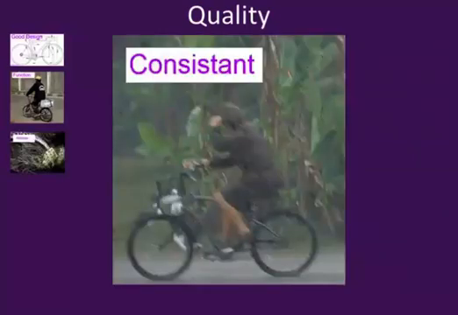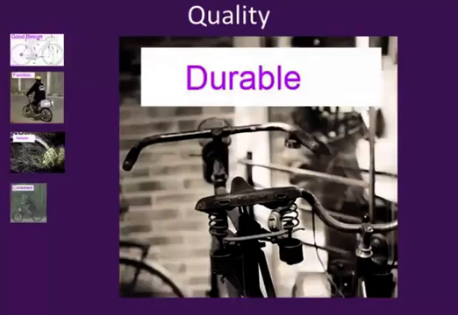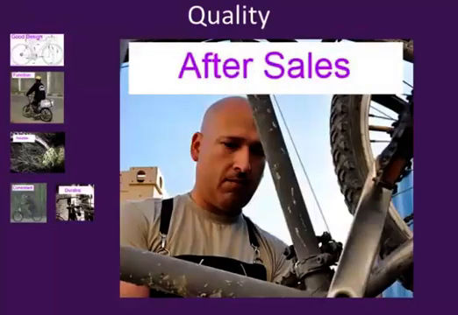The product needs to be consistent with other previous products. It should have the same look and feel of the other products. It needs to be rugged and able to keep going year in, year out. It doesn't end with the sale. To keep the customer happy, you need to offer a maintenance program.